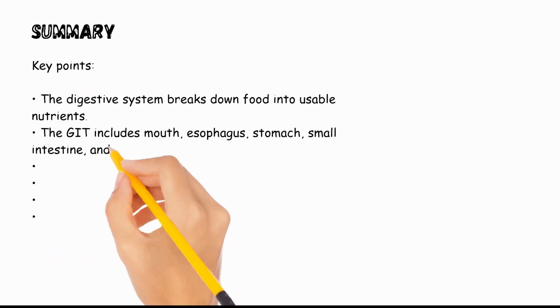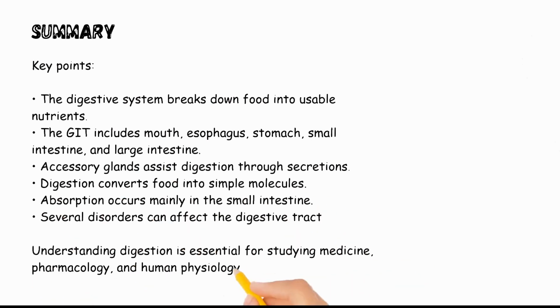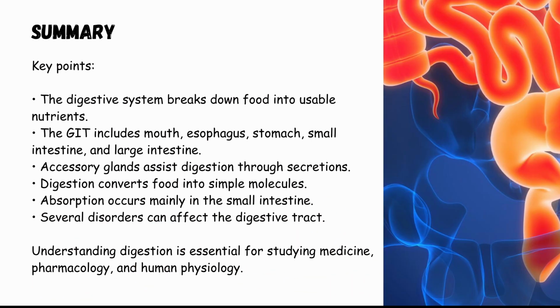Let us summarize the key points discussed in this presentation. The digestive system is responsible for breaking down food, absorbing nutrients, and eliminating waste. The gastrointestinal tract includes the mouth, esophagus, stomach, small intestine, and large intestine. Accessory organs, such as the salivary glands, liver, gallbladder, and pancreas, assist digestion by producing digestive secretions.